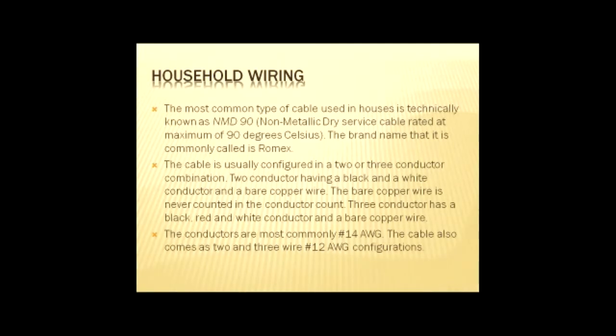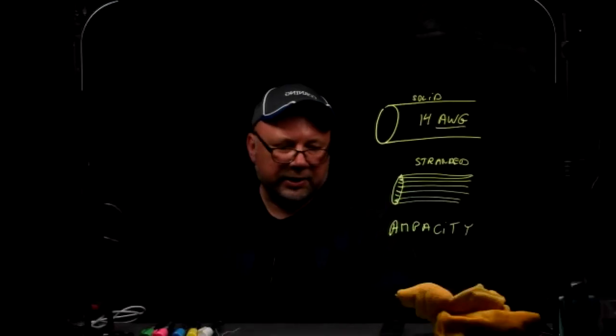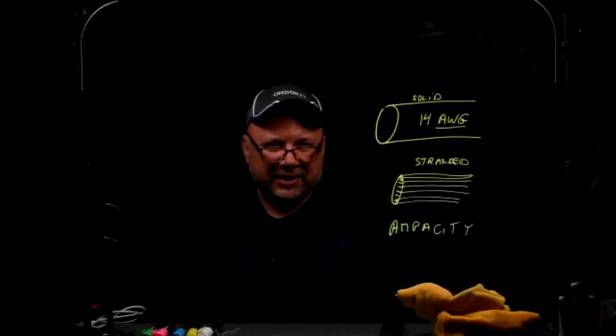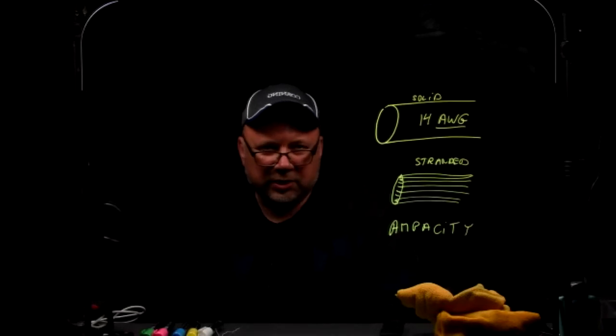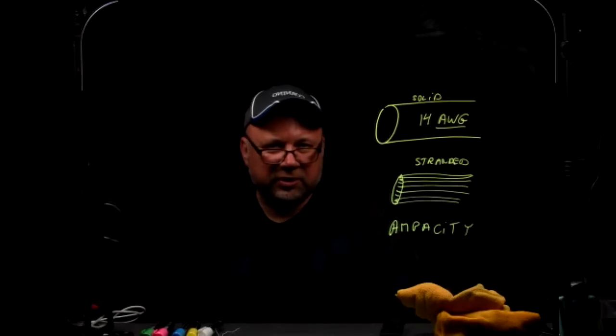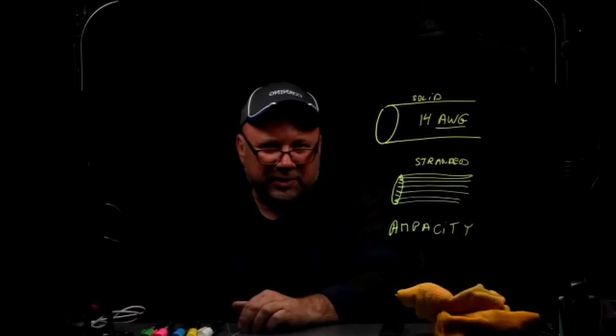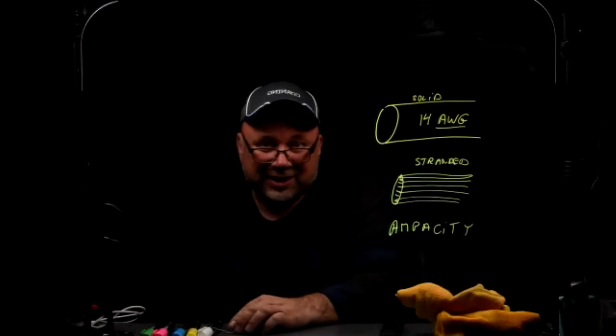Sorry, what's the meaning of the 90 degree? Yeah, the 90 degrees Celsius. It's a temperature. NMD90 is non-metallic dry, 90 degrees. It's supposed to handle, not get damaged if it's subjected to the temperature of 90 degrees Celsius, as opposed to Fahrenheit. Whatever the temperature is in Fahrenheit, but we're in Canada, we're in the metric system. So NMD90 is it for us.